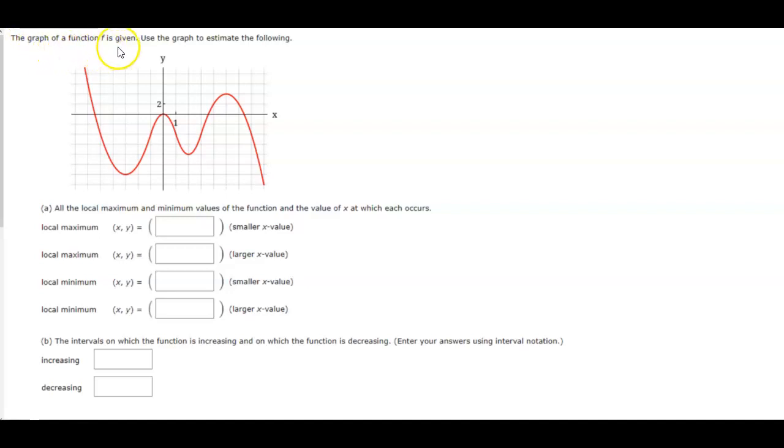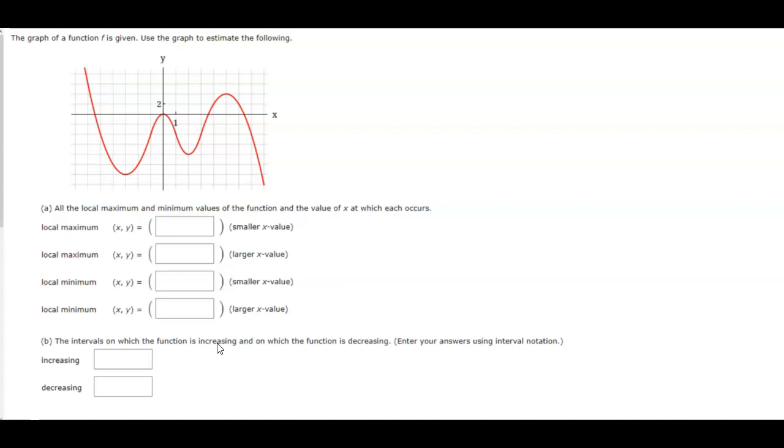The graph of a function f is given. You want to use the graph to estimate the following. Part A: find all the local maximum and minimum values of the function and the value of x at which each occurs. And then part B: the intervals on which the function is increasing and decreasing. Well, first let's take a look at the graph here.